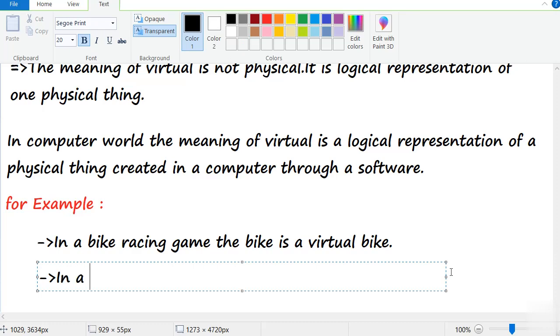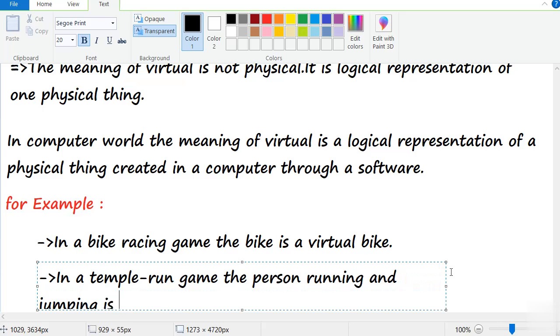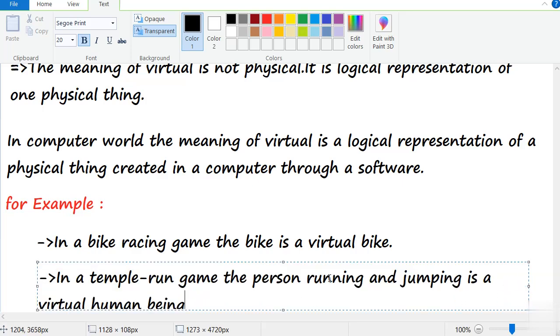And in a temple run game, the person running and jumping is a virtual human being. He is not a physical human being. He is a virtual human being which is created by a software inside a computer.